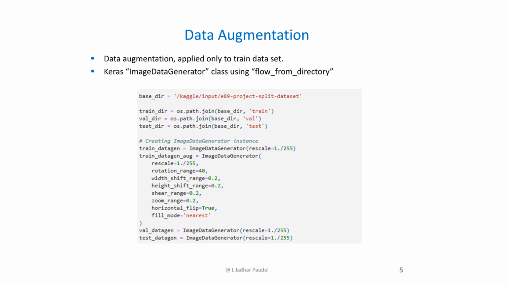In this case, I did the augmentation only for the training data, but I have to rescale all of the data, like the validation data and test data. It has to be rescaled to between 0 and 1. Therefore, all the pixels are divided by 255.